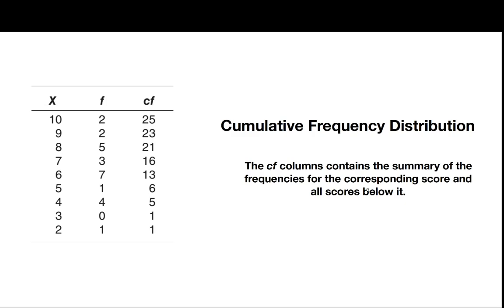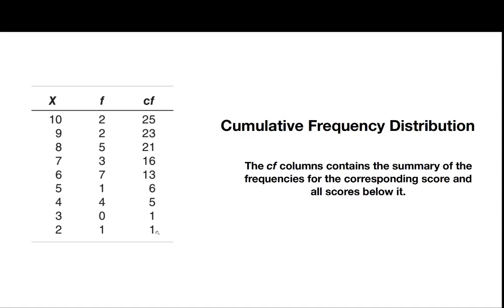Now, in creating a cumulative frequency column, we should always start with the lowest score. In this example, the lowest score is 2. And by the rule, the cumulative frequency entry for the lowest score is just the same as the frequency of that score. So basically, we have a frequency for the raw score 2, which is 1, and we also have the same entry for the cumulative frequency, which is 1.